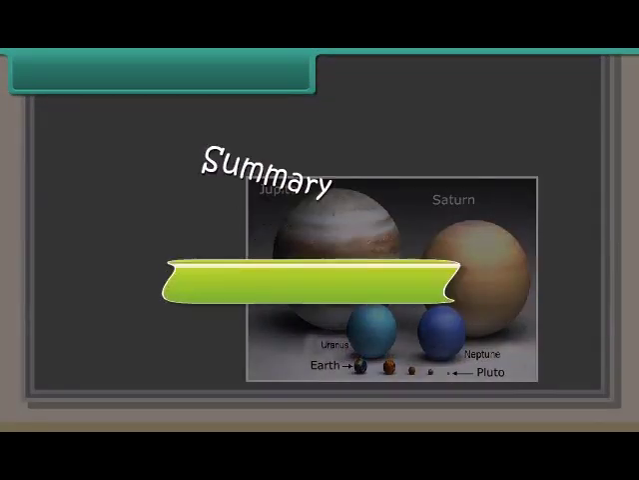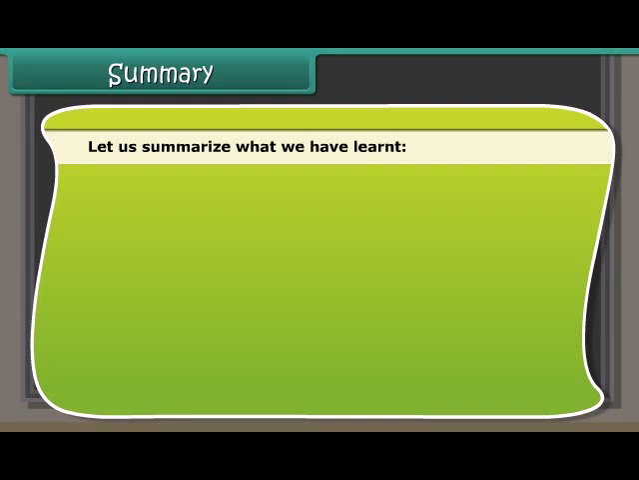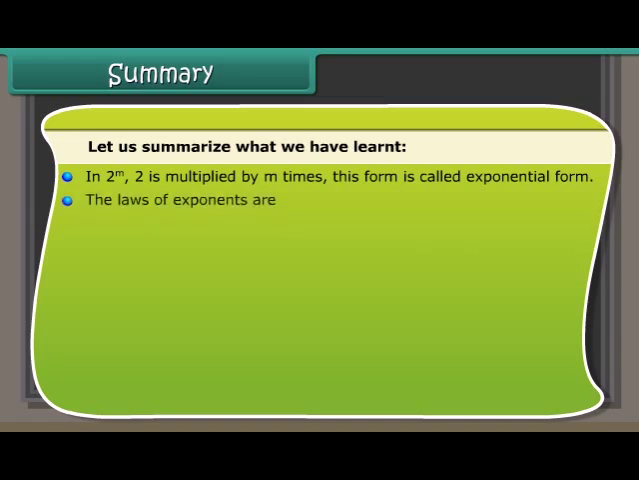Summary. Let us summarize what we have learned. In 2^m, 2 is multiplied m times. This form is called exponential form. The laws of exponents are: 1. a^m into a^n is equal to a^(m+n). 2. a^m divided by a^n is equal to a^(m-n).